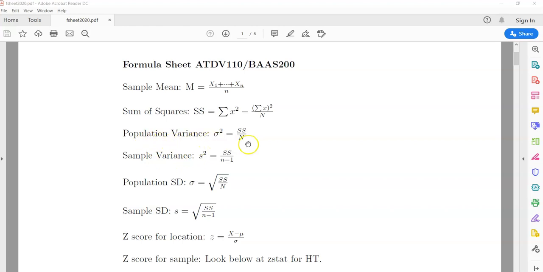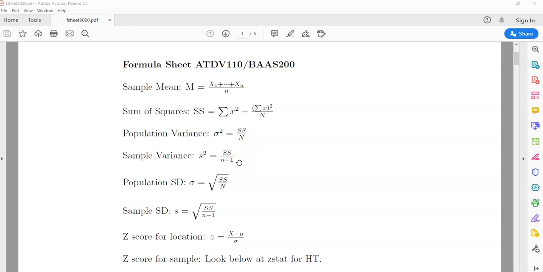The population variance is divided by n, the sum of squares divided by n. The sample variance is divided by n minus 1. Why is that? Well, because in the population, you have every single person in your study. That means there's no bias, because everybody has a chance to vote and make their decision, which means we could divide by n.